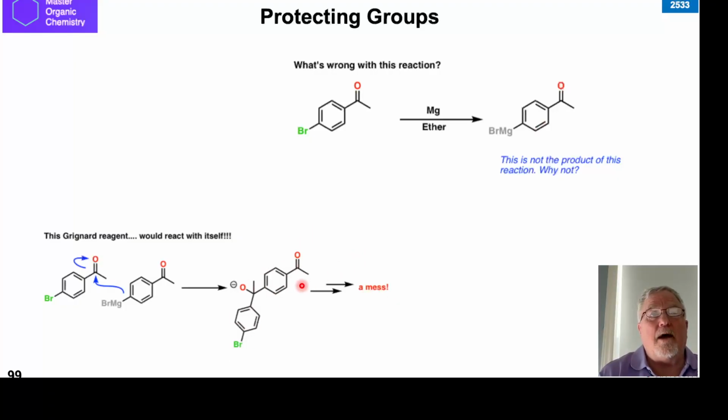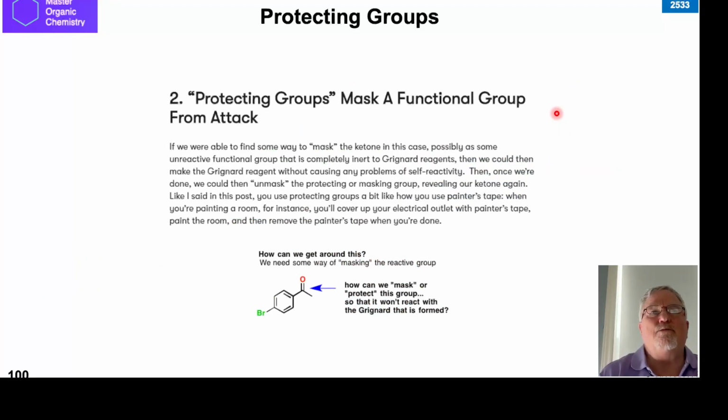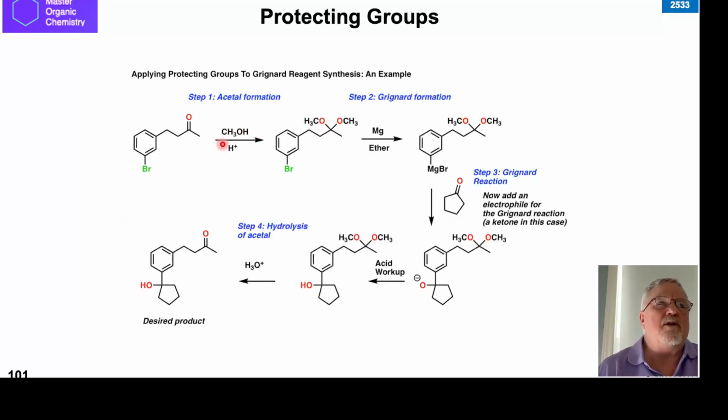We can't use this thing as a nucleophile because there's a very reactive portion on the same molecule. So what we can do instead is protect it. Now we talked about our reactions of aldehydes and ketones with alcohols. One way to protect this is with an alcohol. In this particular instance, we could make the dimethyl acetal of this ketone. Then we can make this Grignard reagent because acetals are very comfortable in basic conditions. We can go ahead and make this compound.